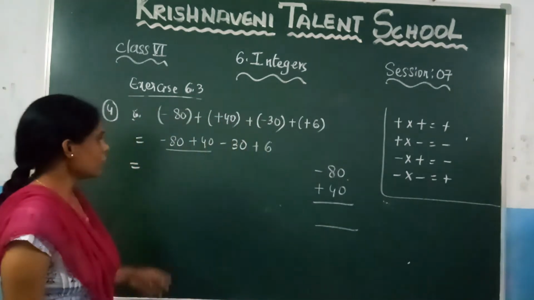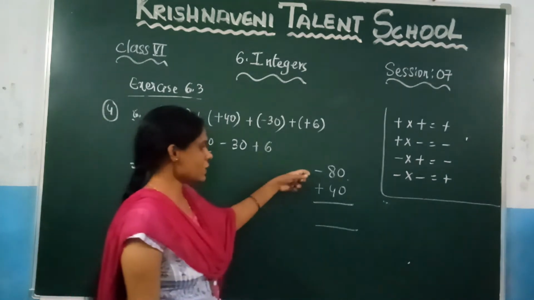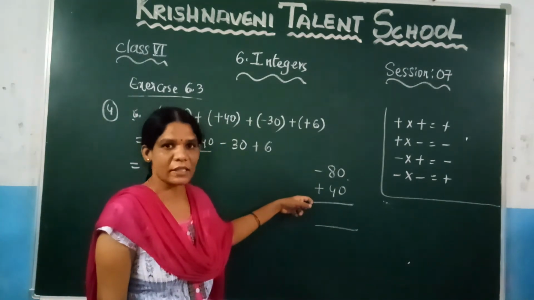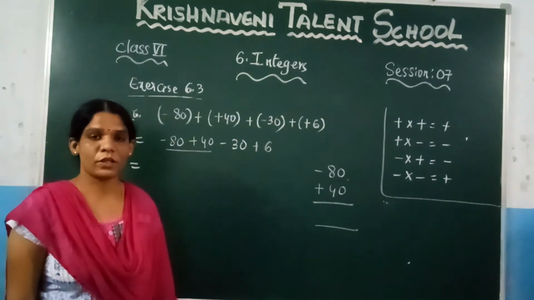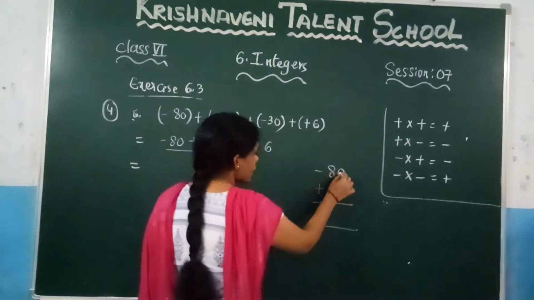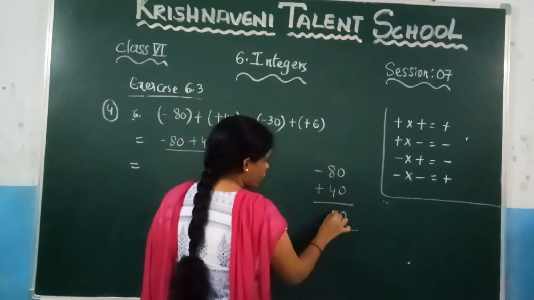Right? Here minus 80 is there, here plus 40 is there. If one is negative and the other is positive, what we need to do? You need to subtract the numbers, right? If the numbers are having a different symbol, always you need to subtract. So let us subtract these values. 0 minus 0, which is 0. 8 minus 4, which is 4.